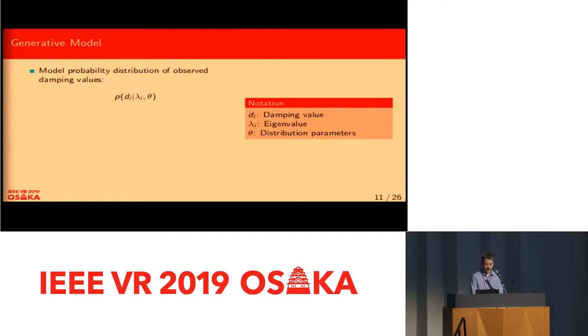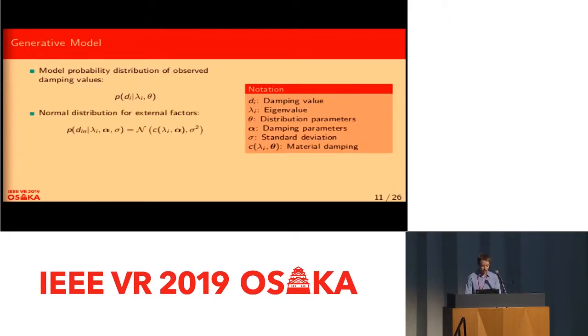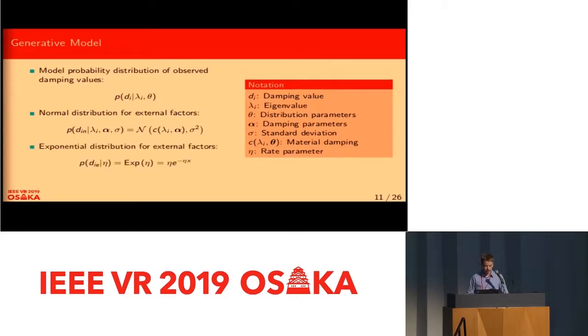We start by modeling the probability of observing a certain rate of damping given the eigenvalue and a set of model parameters. We model some external damping factors using a normal distribution. This is centered on the material damping with its own standard deviation. And for some external factors, we use an exponential distribution for the modeling. The result is an exponentially modified Gaussian distribution, which models the combined effects of all these various sources of damping.